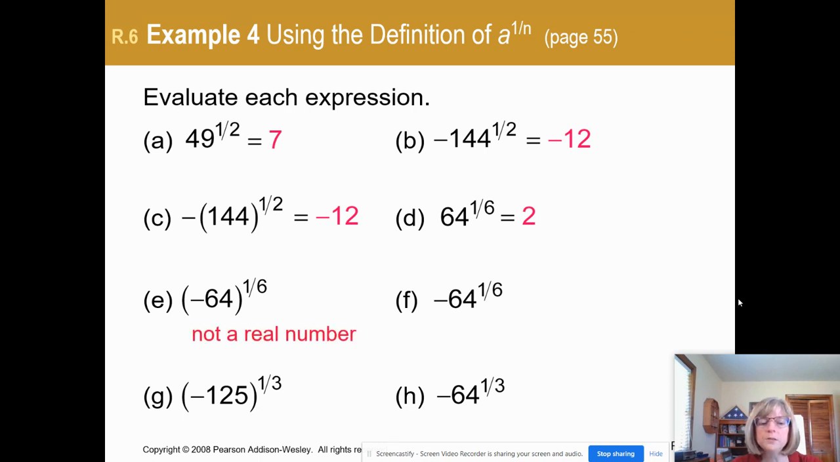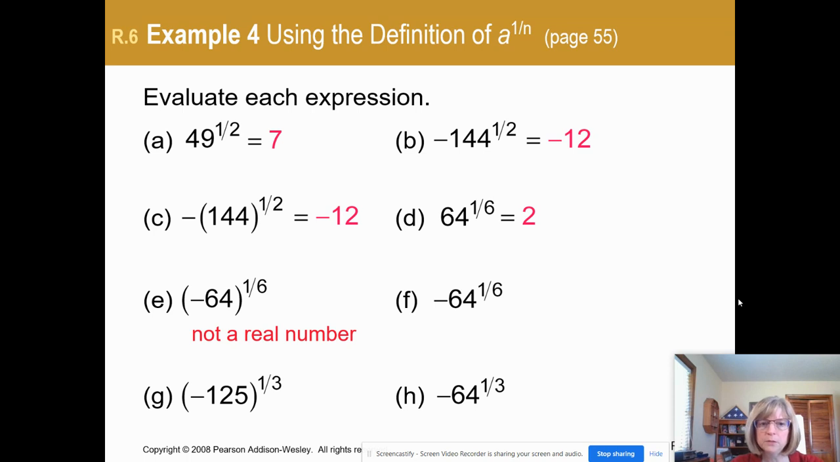Now part E is not a real number because we're asked for a number that can be multiplied by itself 6 times to equal negative 64. That negative does belong to the root part, to the base. Since we're multiplying a number by itself an even number of times, we cannot get a negative outcome. So part E is not a real number.